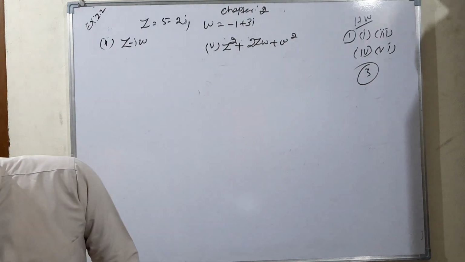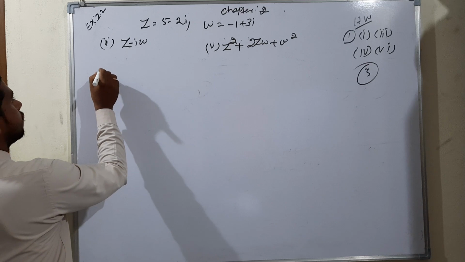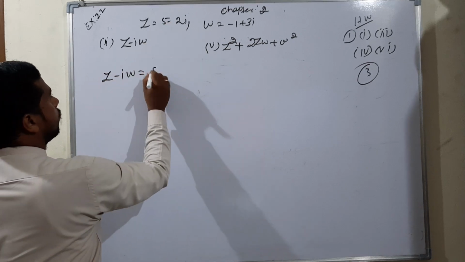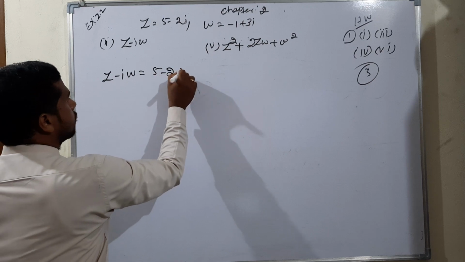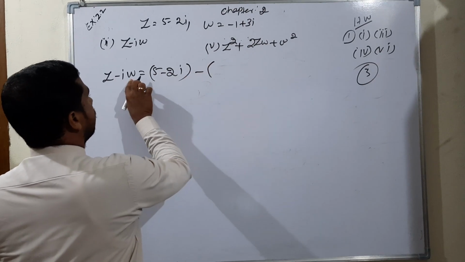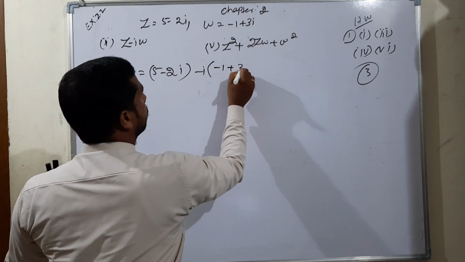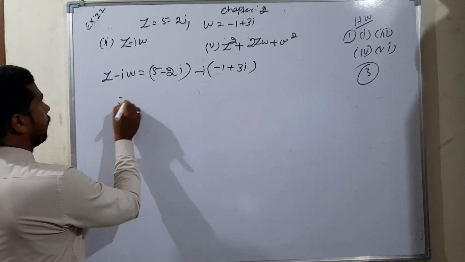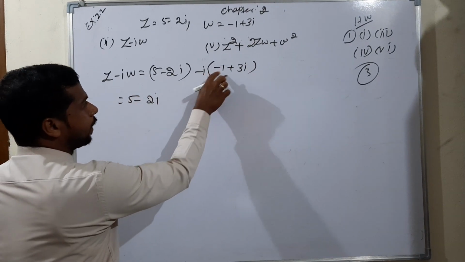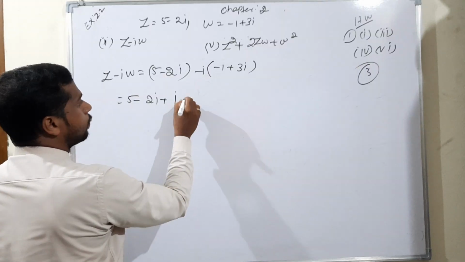Okay, so first condition Z minus IW. Z is equal to what is the value? 5 minus 2i, then minus of minus i. W is equal to what is the value? Minus 1 plus 3i. Again 5 minus 2i, if you remove the bracket, minus into minus plus, 1 into i, again plus into minus minus.